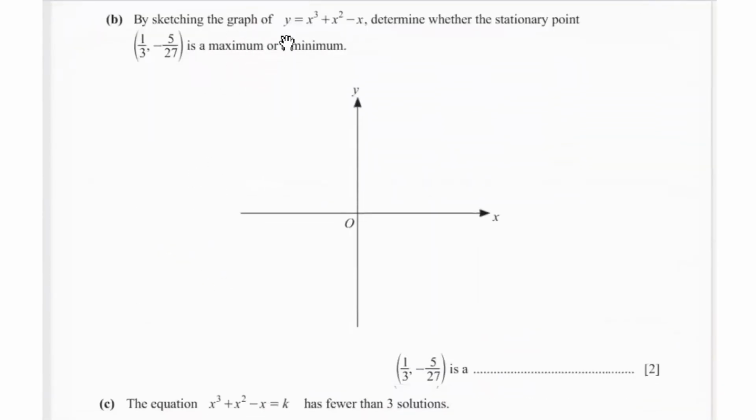Then it says by sketching the graph of y equals x cubed plus x squared minus x, determine whether the stationary point 1/3, -5/27 is a maximum or a minimum. So the other point was -1 and 1. So -1 and 1 is going to come over here. 1/3, -5/27 is going to come over here.